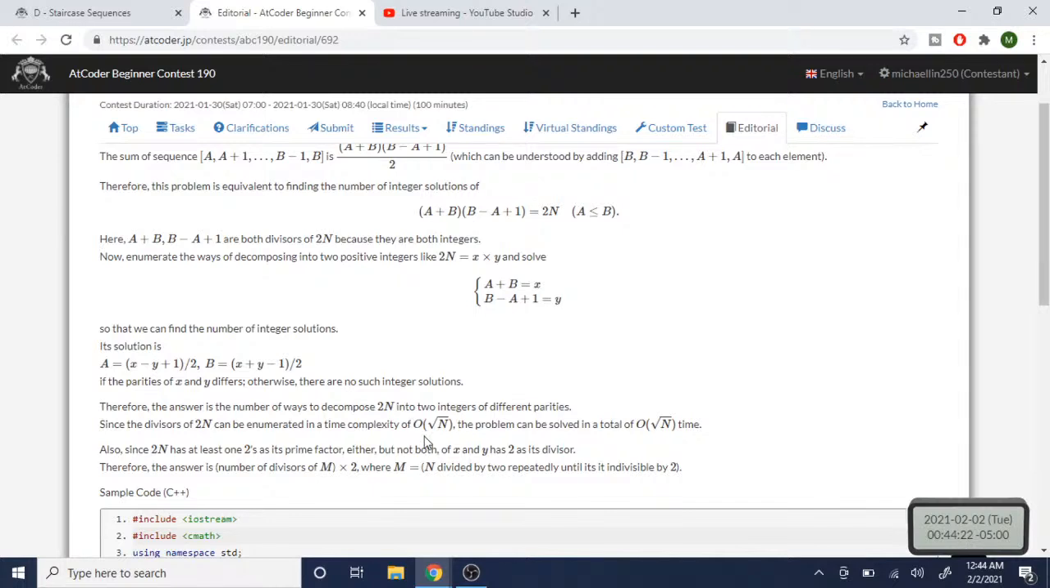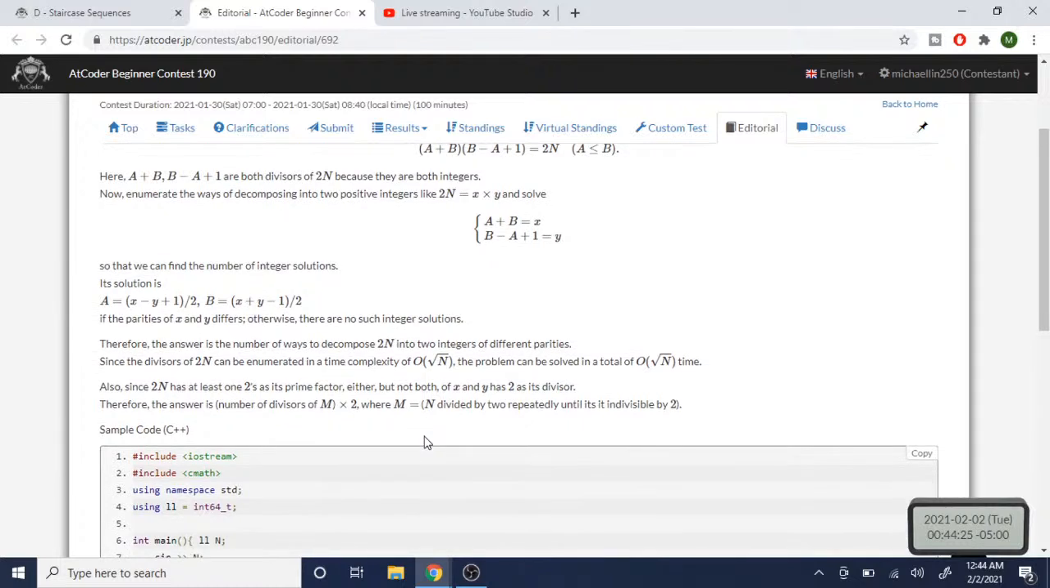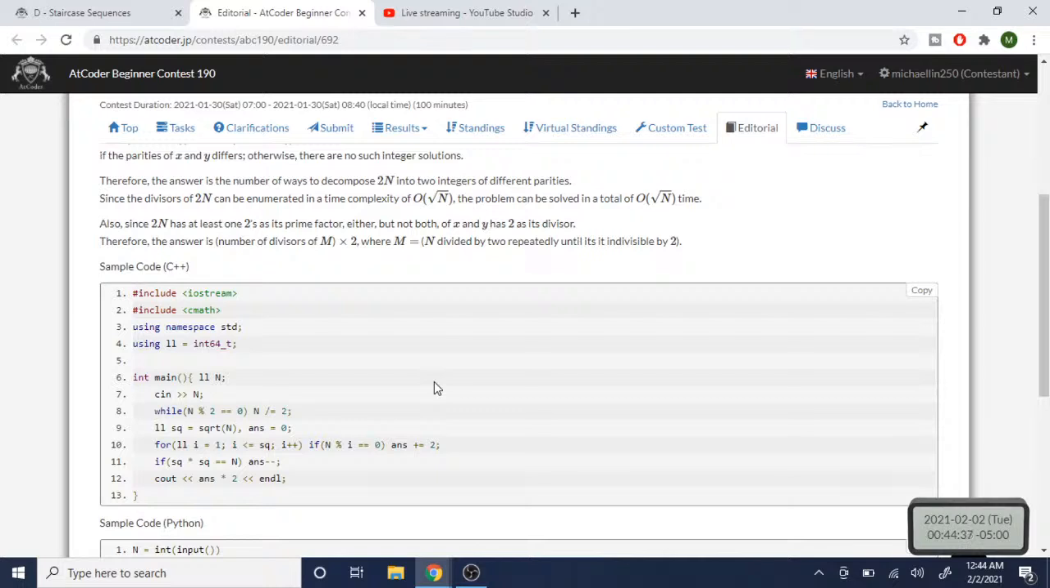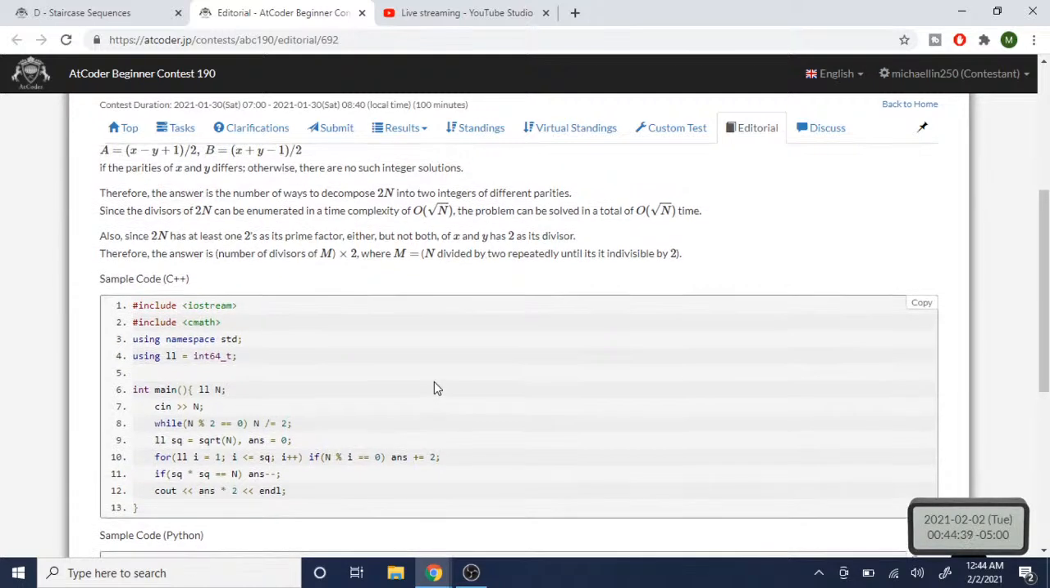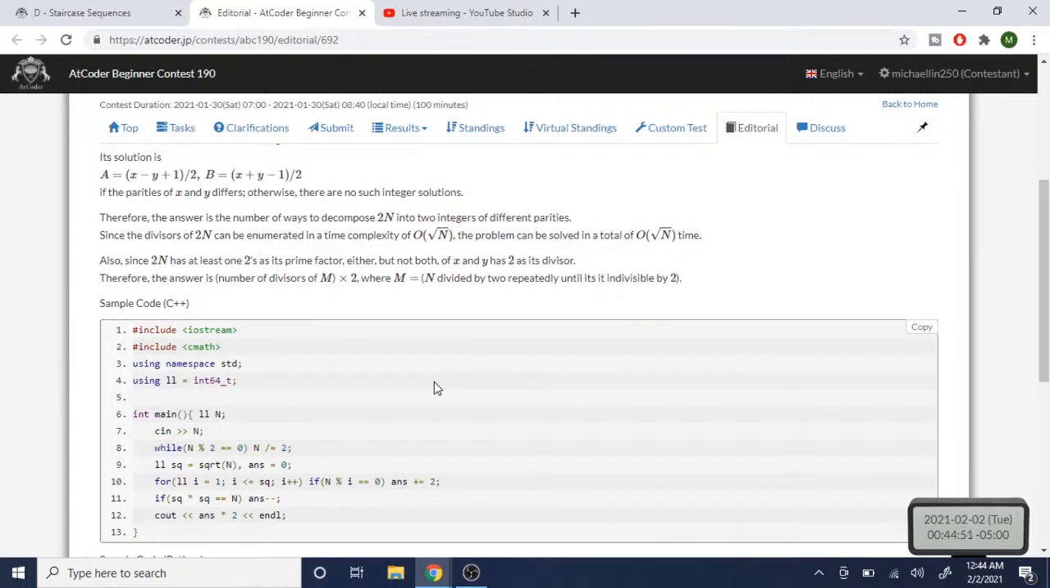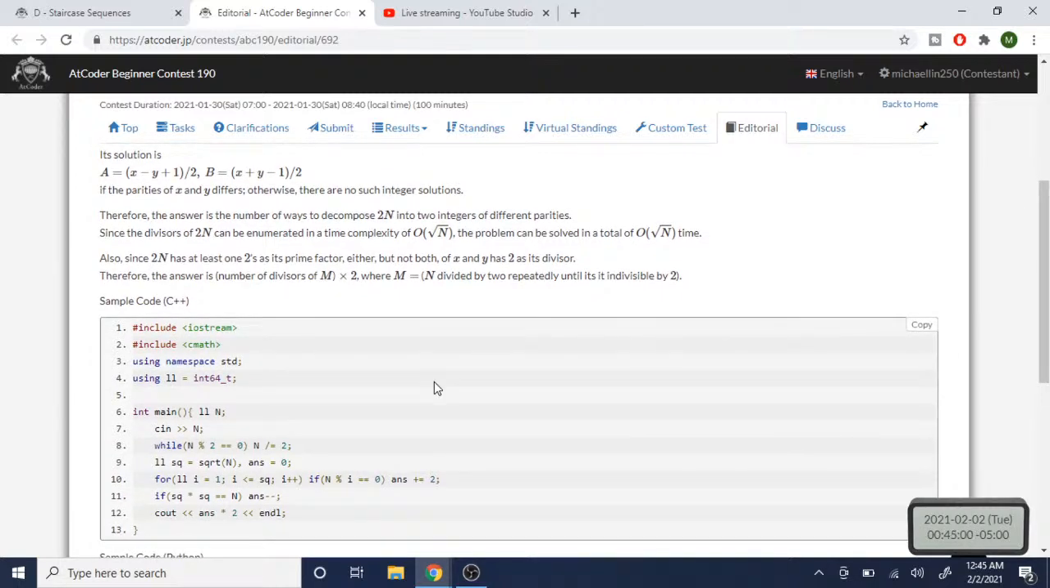Since 2n has at least two ones in the prime, not both has 2 in the divisor. Therefore, the answer is m times 2, where m is equal to n divisible by 2. I don't understand. Since 2n has at least 2 as its prime factor, but not both, x and y has 2 as its divisor. Therefore, the answer is the number of divisors of m times 2, where m is equal to n divided by 2 repeatedly until it's indivisible by 2. I don't understand.